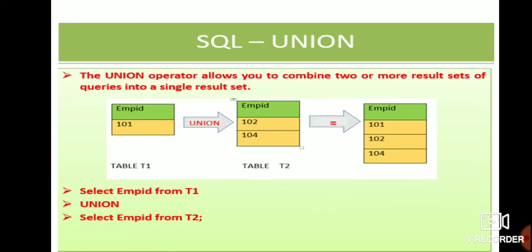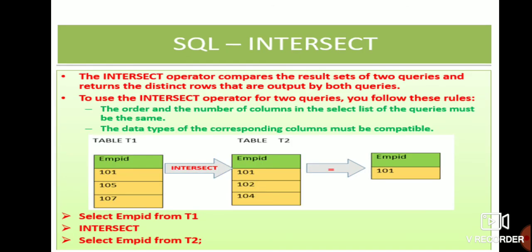Next, select UNION. UNION is to combine two or more result sets of queries into a single result set. You can see there are two tables, table 1 and table 2. In table 1, 101 is there, and in table 2, 102 and 104 are there. All together you will get three outputs. The syntax is: select employee ID from T1 union select employee ID from T2. I have mentioned, you can also write it like this, and for minus you can write slash, not the minus symbol. Next is SQL INTERSECT.